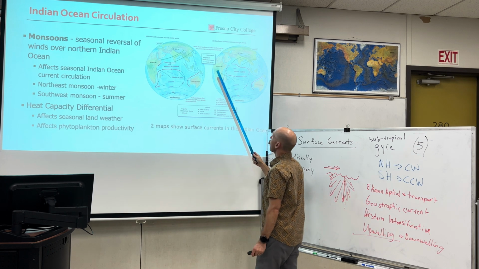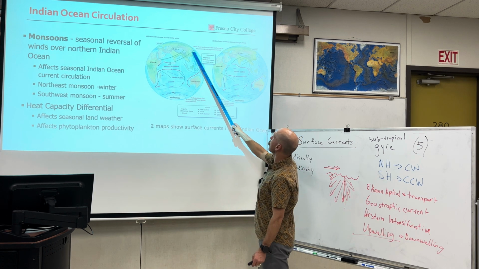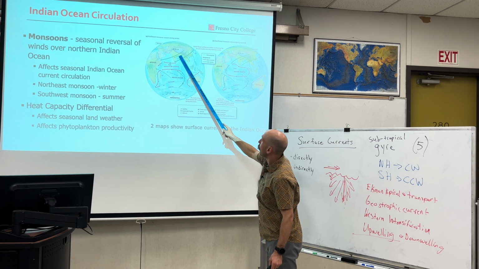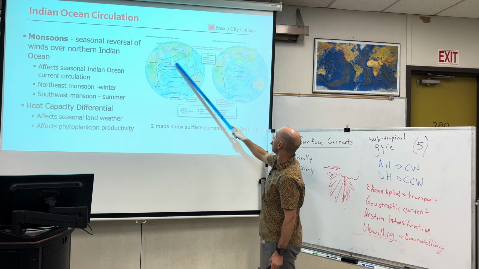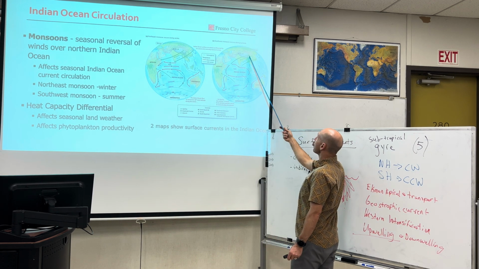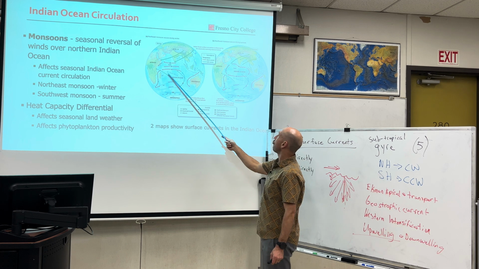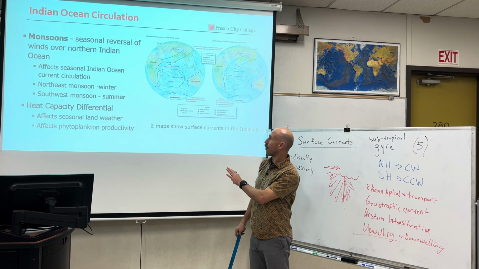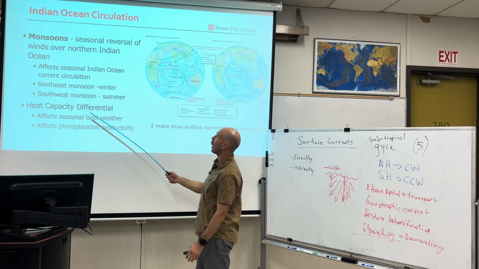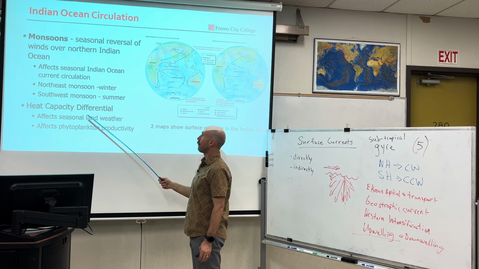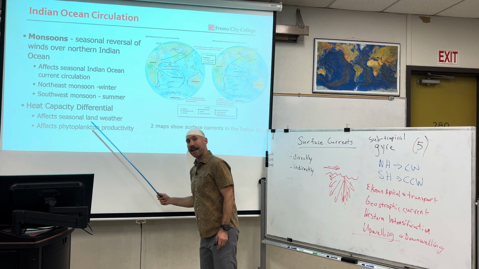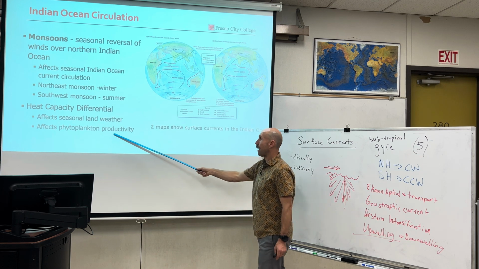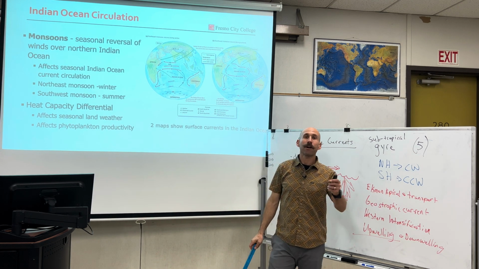The Indian Ocean is a little bit different. Okay, so we have monsoon winds coming from the land to the ocean in winter and from the ocean to the land in summer, thereby affecting ocean currents. This is a whole topic on its own, but you have a very high heat capacity differential affecting seasonal land weather, and that in turn affects phytoplankton productivity, or primary productivity.